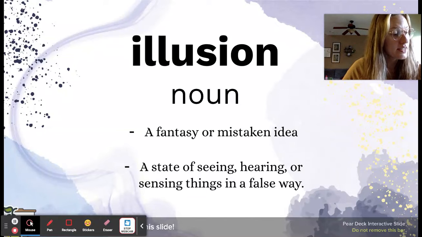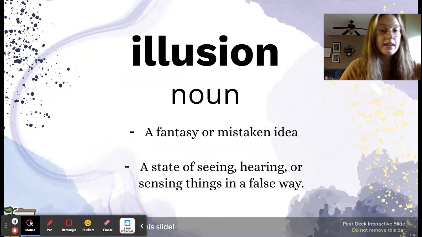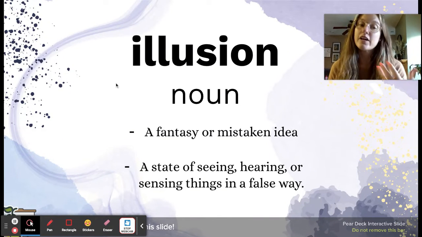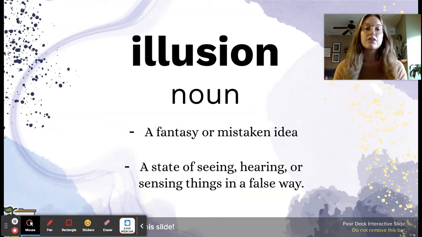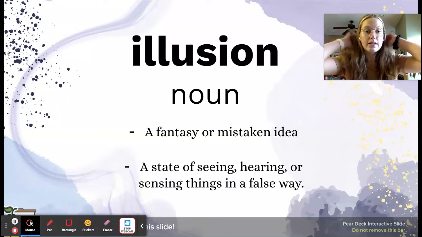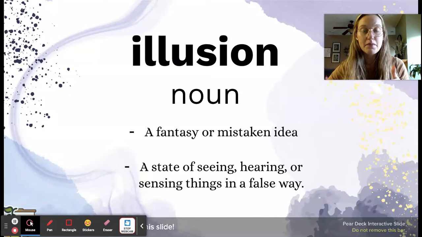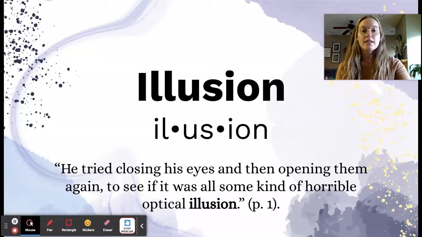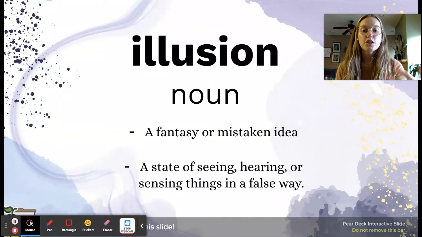After students are done, I would go back to our word. This is something I've done: I've had students share out their examples, or I've even presented them on the board. Then I'd say, let's read it again. Illusion. What's the word? Illusion. Illusion means the state of seeing or hearing, sensing things in a false way.